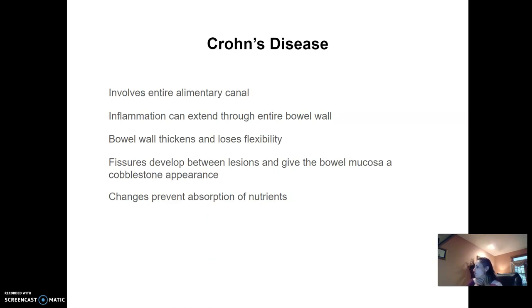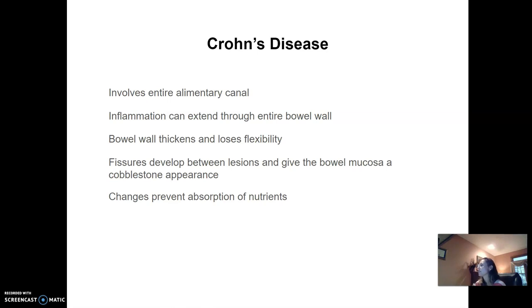So let's get into the inflammatory bowel diseases. We're going to talk about two of them, Crohn's disease and ulcerative colitis. So we'll go over Crohn's first. Crohn's involves the entire alimentary canal from your mouth to your anus and anything in between. So you could see some of it in your mouth, large intestine, small intestine. The primary place that we're going to see this is in the small intestine.